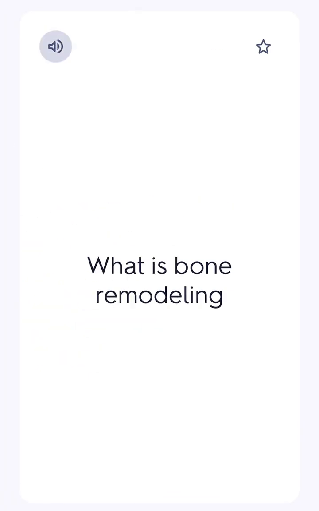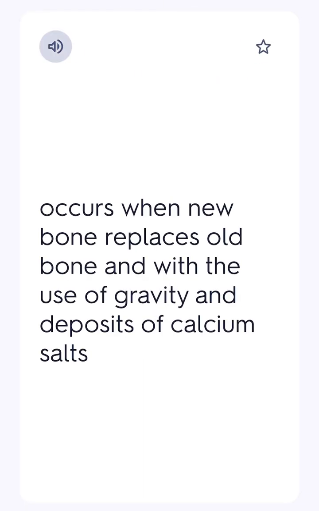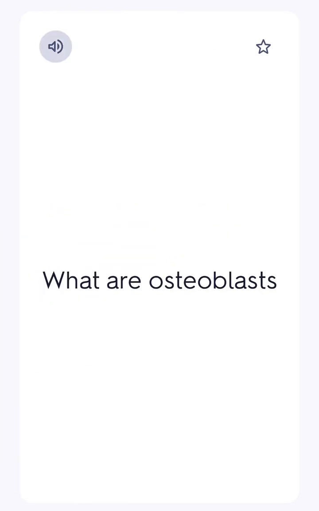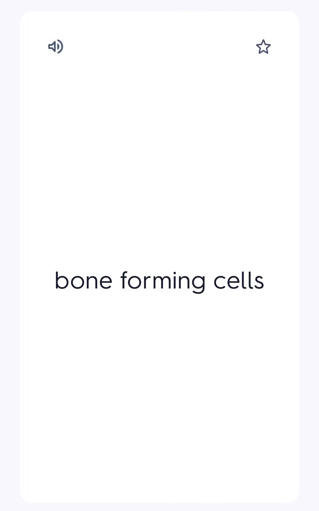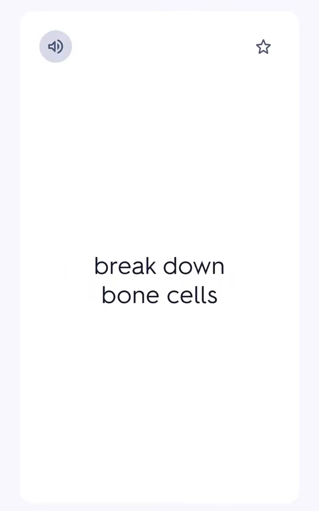What is bone remodeling? Occurs when new bone replaces old bone, with the use of gravity and deposits of calcium salts. What are osteoblasts? Bone-forming cells. What are osteoclasts? Break down bone cells.